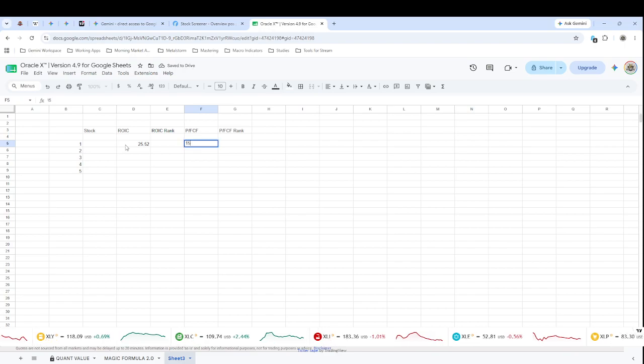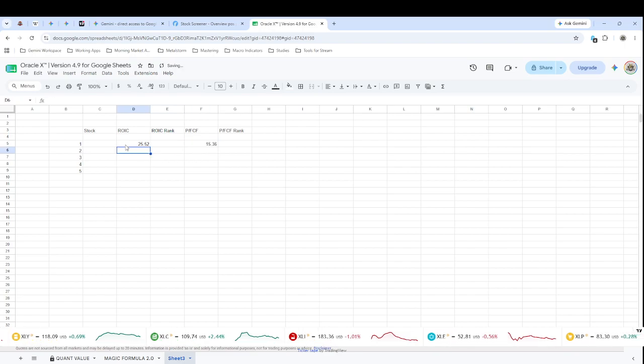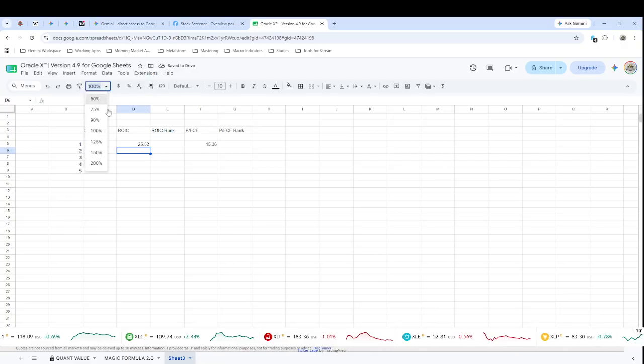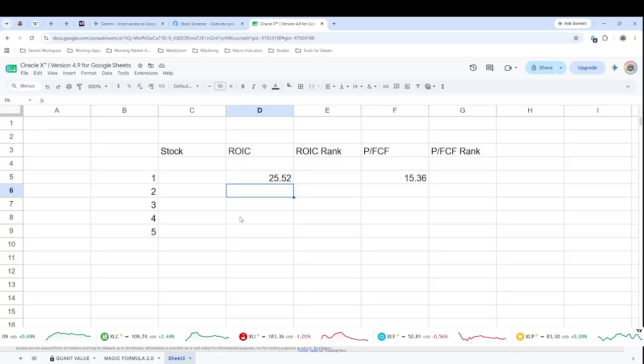Okay. And 15.36. We'll rank them in a second here. All right. Let me zoom into this so you guys can see it better. All right, there we go.